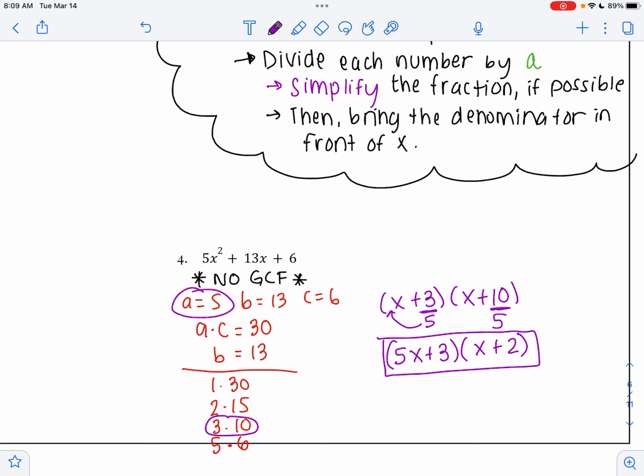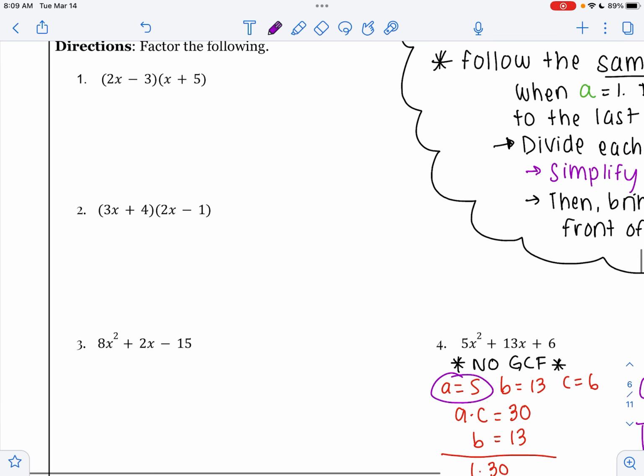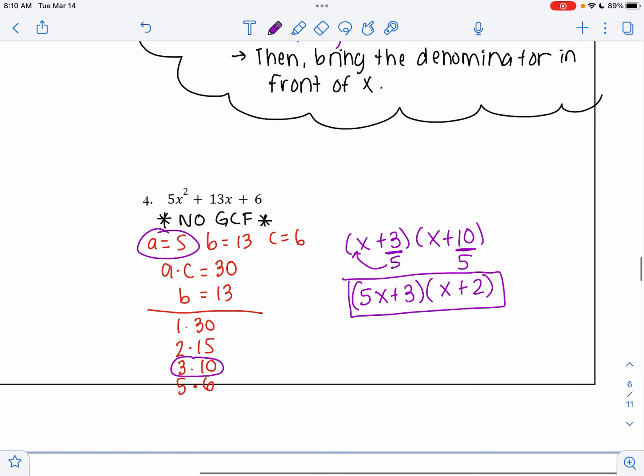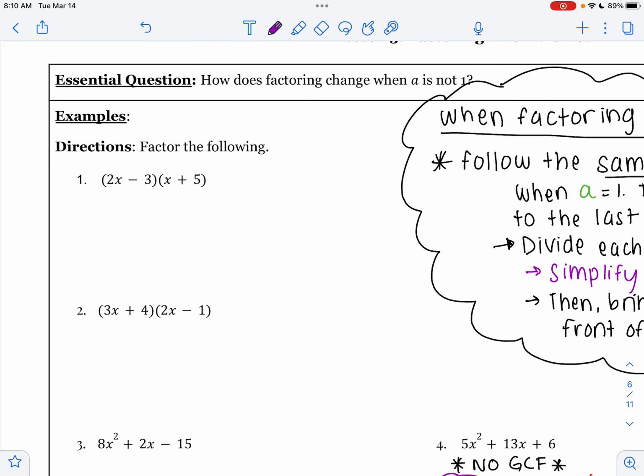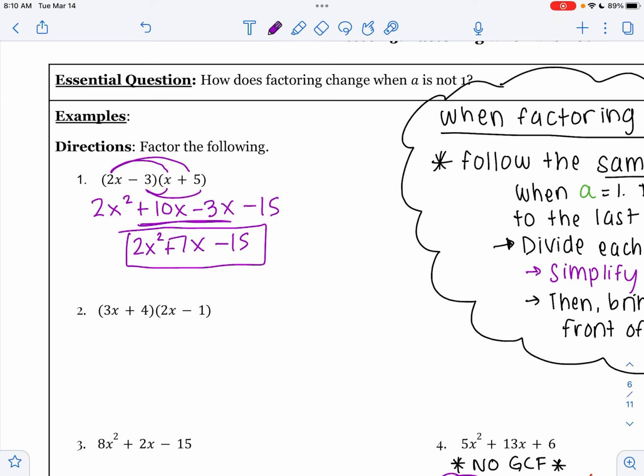Now, if you wanted to check this, you would distribute, or multiply, right? Like this and like this, FOIL. So now I'm going to show you actually numbers 1 and 2, and we'll come back to 3 later. So this is how you would check. You would say 2x times x, which is 2x squared, 2x times 5, which is 10x, and negative 3 times x, negative 3x, negative 3 times 5, negative 15. And then you would combine the middle two. So 10x minus 3x is 7x. Bring everything else down. And that would be your answer.